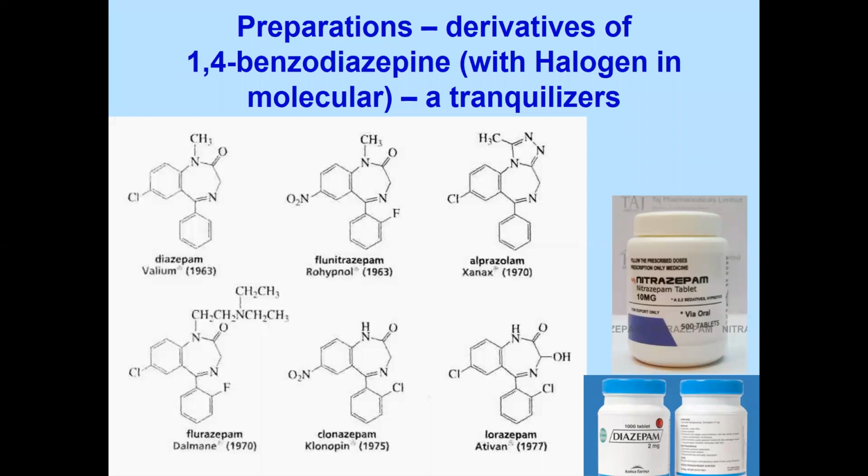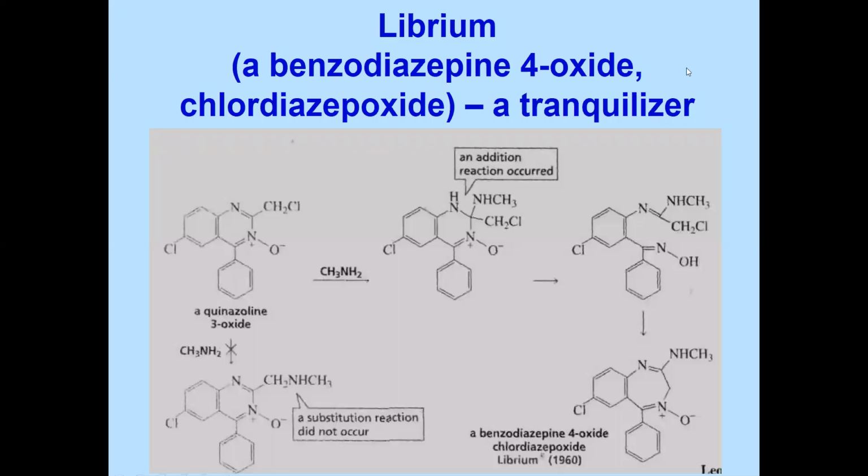Preparations, derivatives of 1,4-benzodiazepine with halogen in the molecule, are tranquilizers, for example diazepam, flurazepam, and others. You can see a scheme of synthesis of the preparation Librium, a benzodiazepine 4-oxide, a tranquilizer.